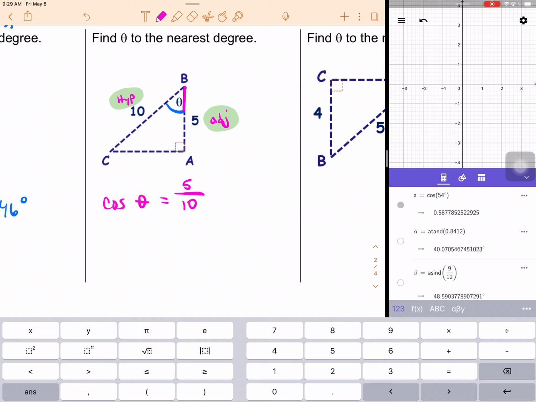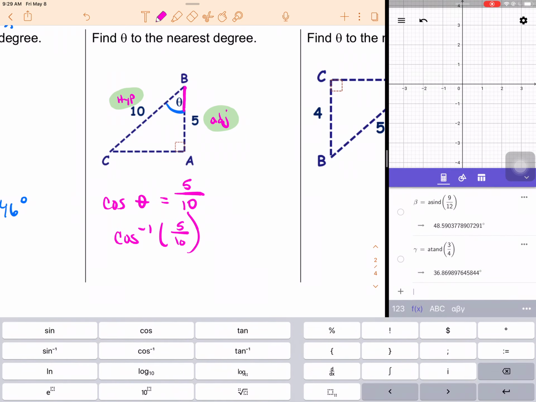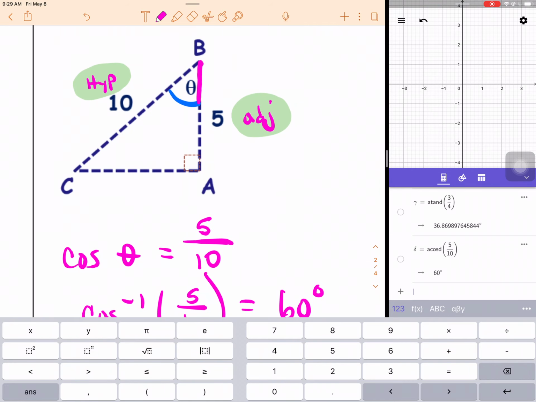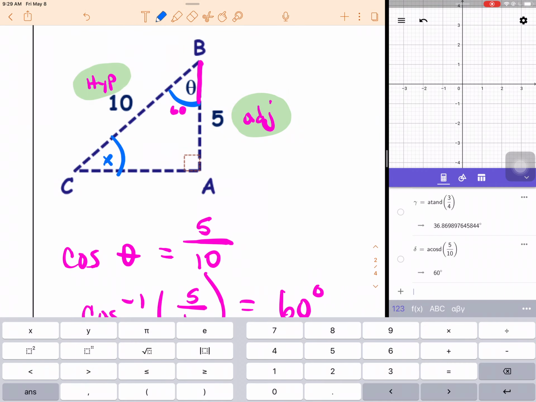So now, inverse cos of 5 over 10, put that in the calculator. Inverse cos 5 over 10, 60 degrees. So theta equals 60 degrees. Let's also talk about one other thing. What is this angle down here going to be? Let's call it x. Well, 90 and 60, add those together, subtract from 180, and you'll find out that this is 30 degrees.